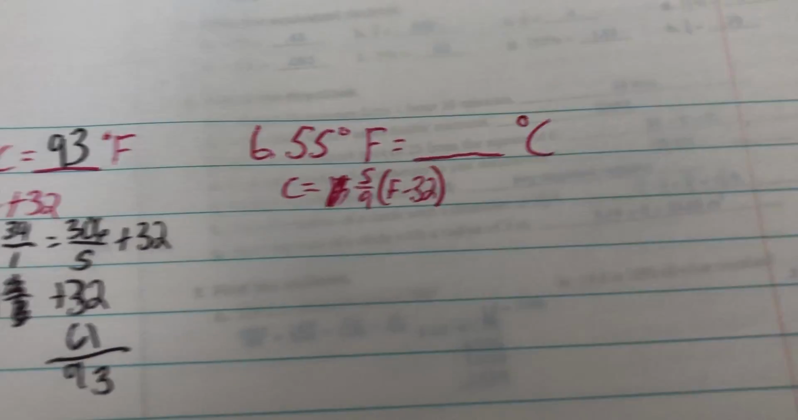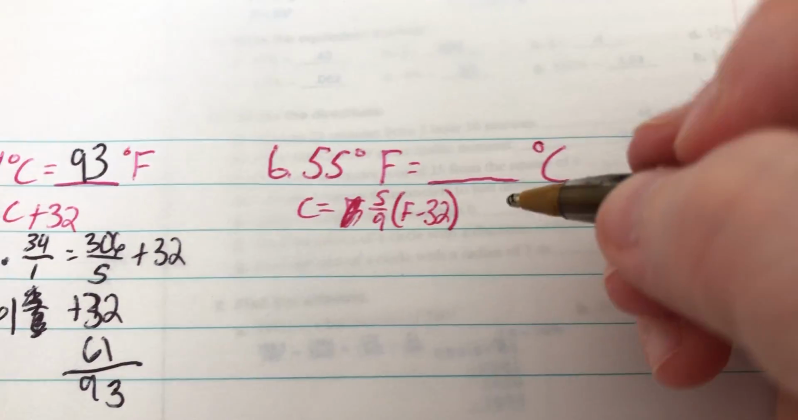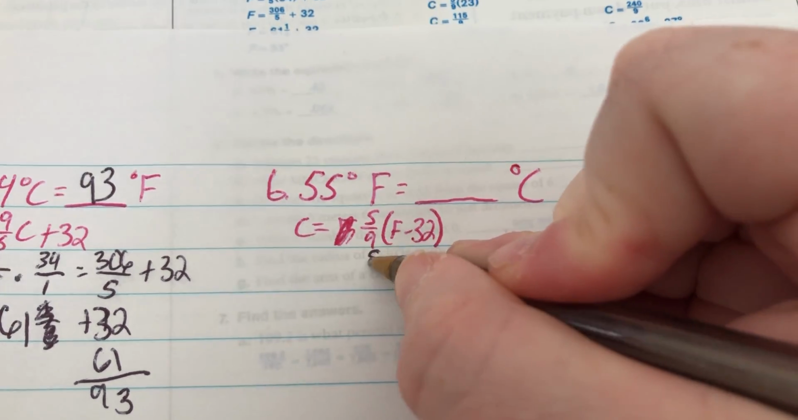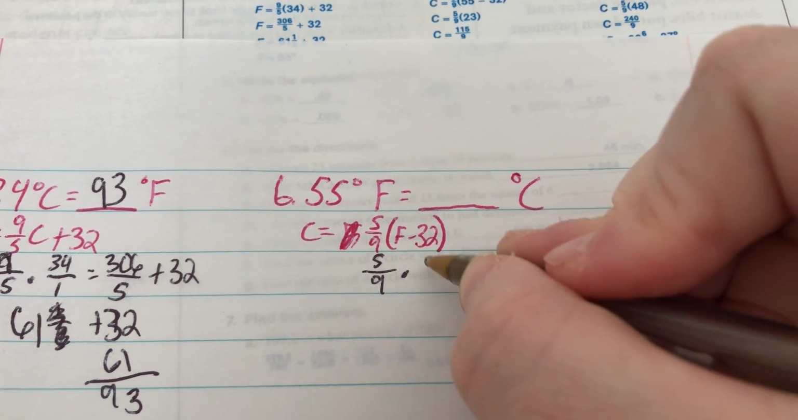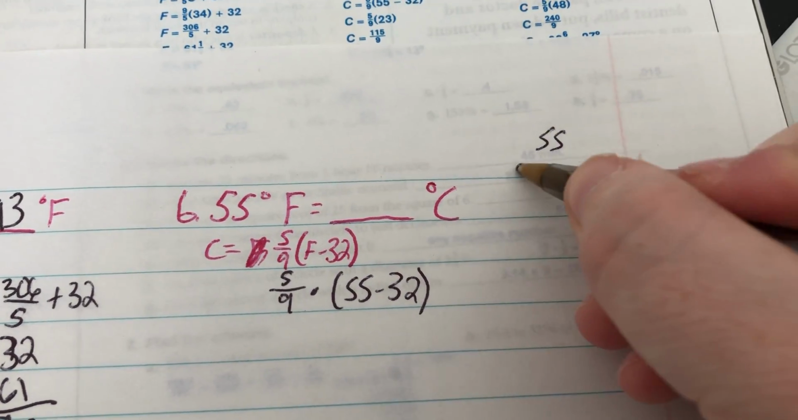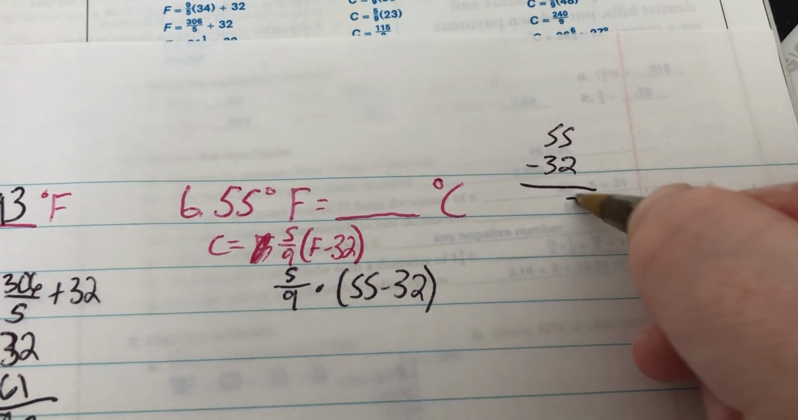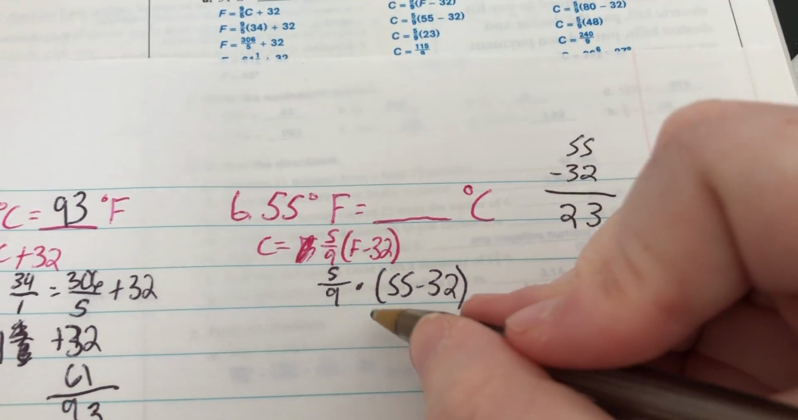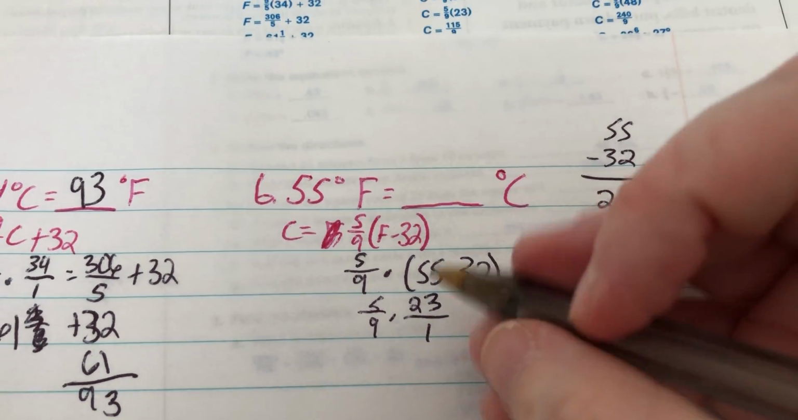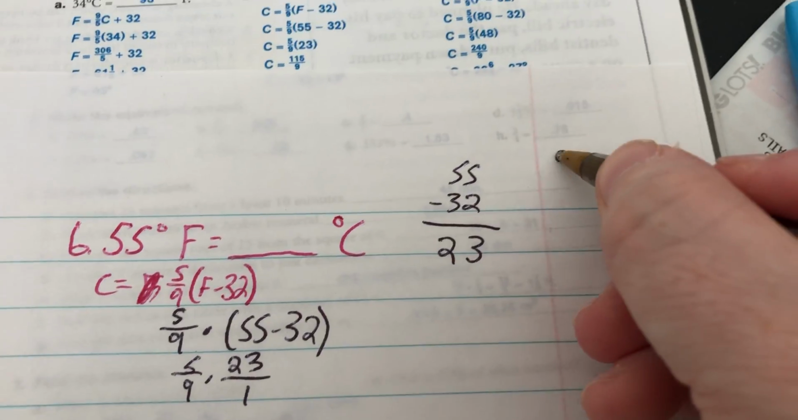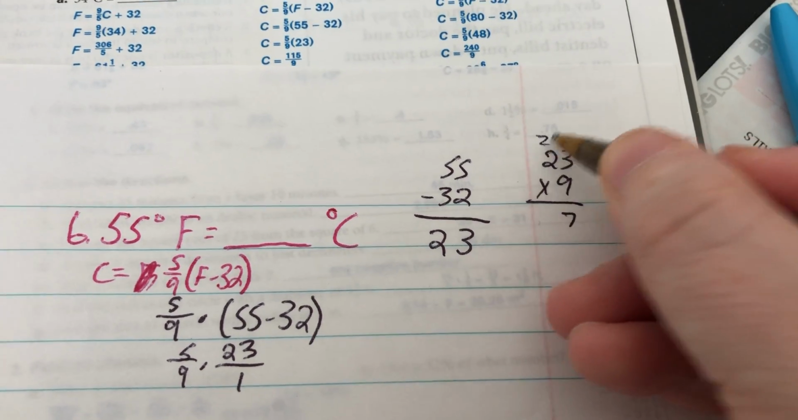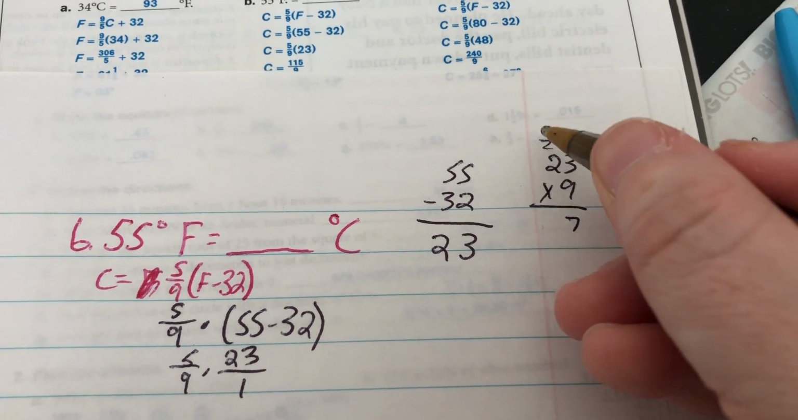Okay. B, 55 degrees Fahrenheit is what Celsius? 5/9 times Fahrenheit minus 32. So 5/9 times 55 minus 32. 55 minus 32. 5 minus 2 is 3. 5 minus 3 is 2. So 5/9 times 23 over 1. Can't simplify. So 23 times 9. 9 times 3 is 27. 9 times 2 is 18, 19, 20.